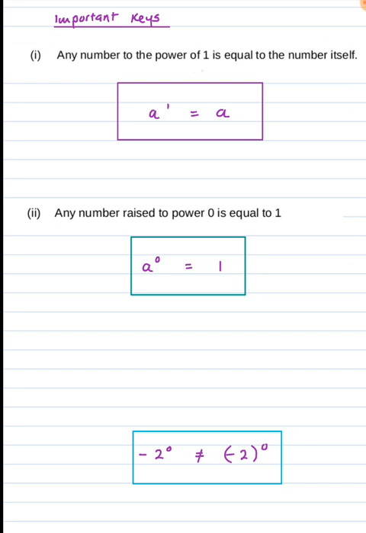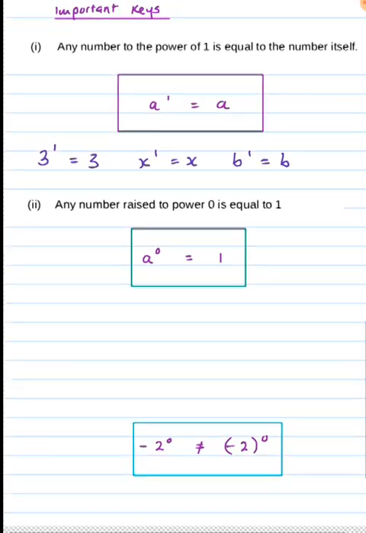But my laws of indices, my key important things, that is number 1. Any number to the power of 1 is equal to the number itself. For example, if you have a to the power of 1, it is going to give you a. If I have 3 to the power of 1, it is going to give me 3. If I have x to the power of 1, it is going to give me x. If I have b to the power of 1, it is going to give me b.